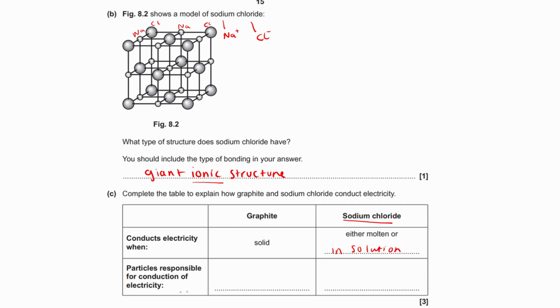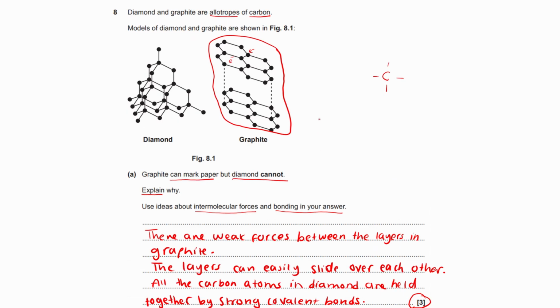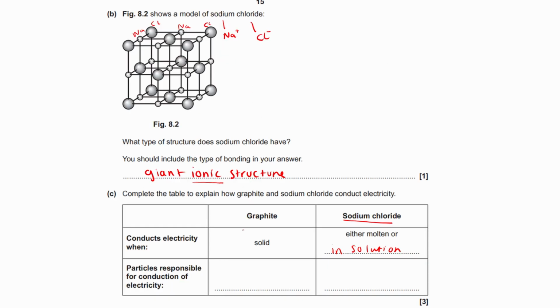And the particles that are responsible for the conduction of electricity in graphite, remember we said these electrons are responsible for conducting the electricity, so in here it's just electrons. But for sodium chloride, it's actually the ions, these positively charged and negatively charged ions, that conduct electricity.